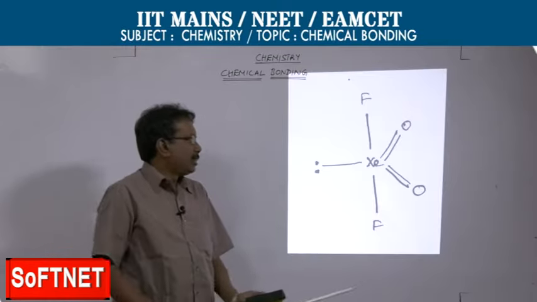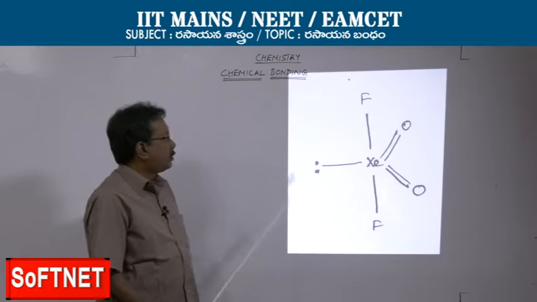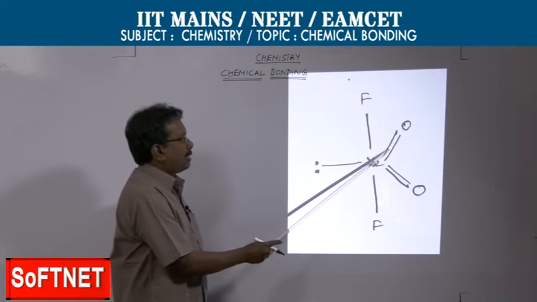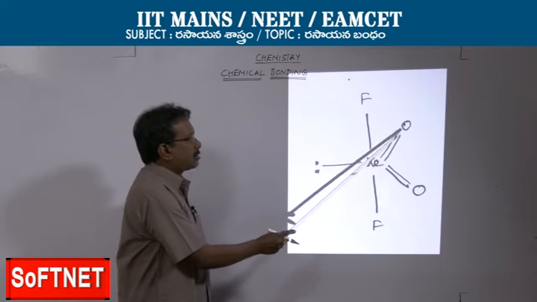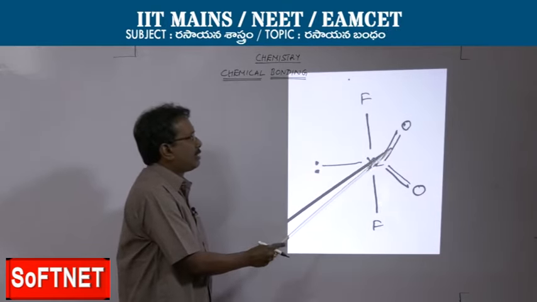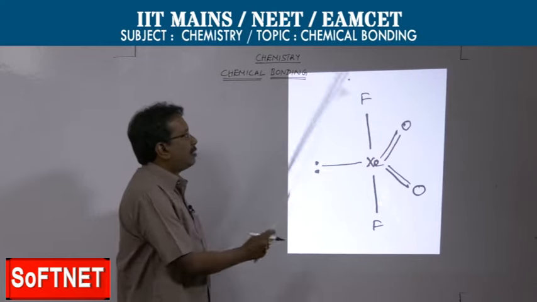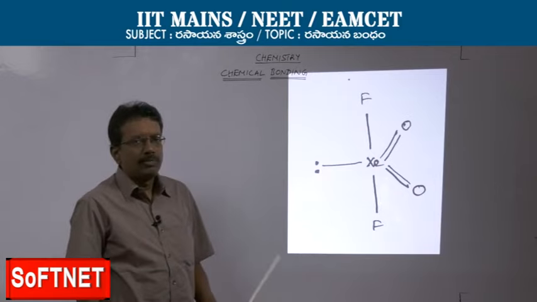And one more example is the XeO2F2 molecule. In this XeO2F2 molecule, we have double bonded oxygen. Then this double bonded oxygen we always have to accommodate in the equatorial position. That is, if the molecule has double bonds, we must compulsorily keep those double bonds in the equatorial position.